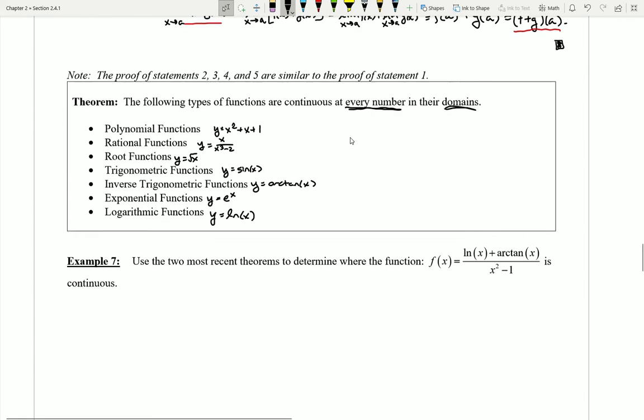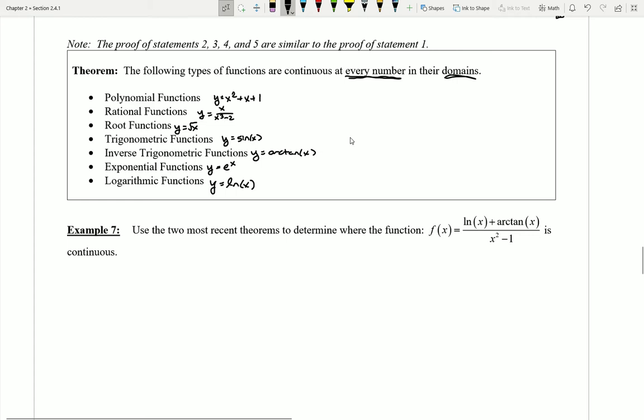So let's take a look down here at example number 7 and the function that we have here and start looking at the different pieces that we have. So let's start here with the numerator of our fraction. We see here we have a natural log of x. We know by itself that that piece is a logarithmic function, and so it's continuous everywhere it's defined. So the question that we would have is, where is it defined?